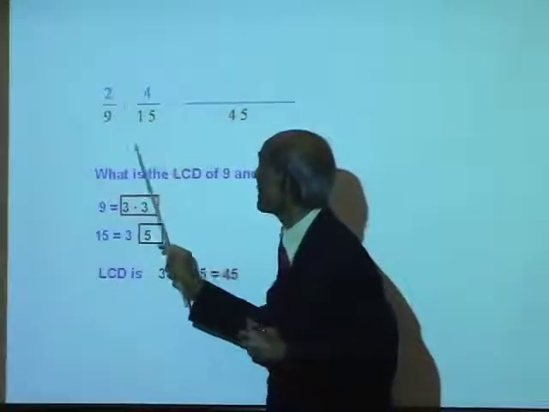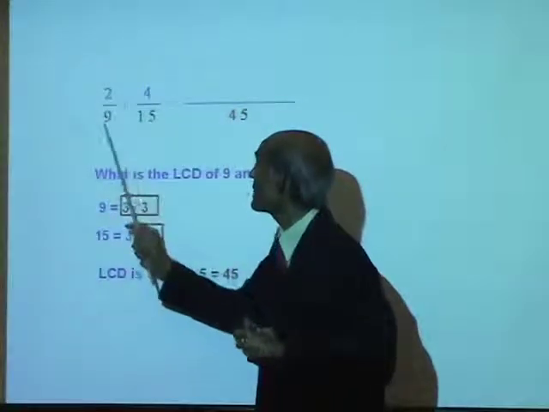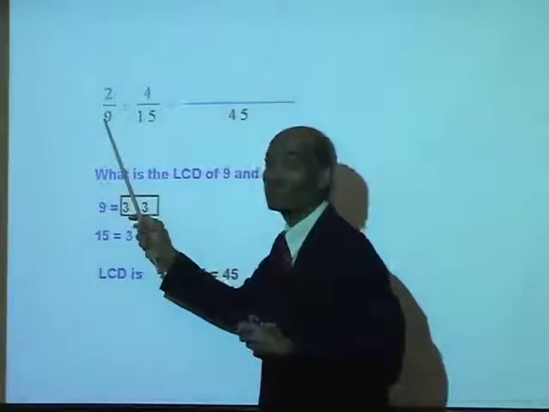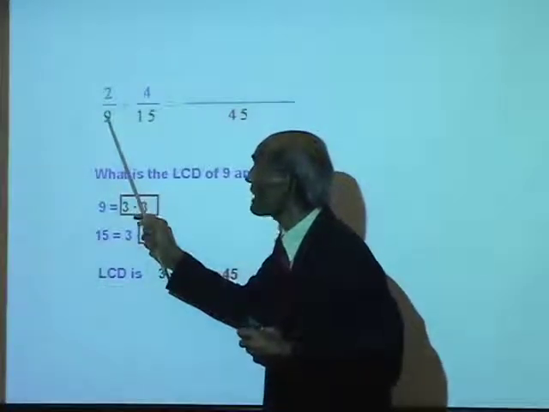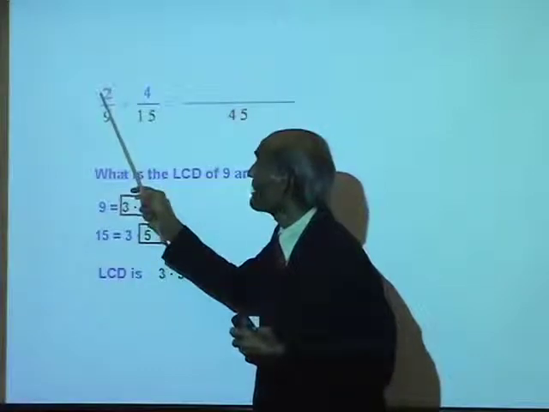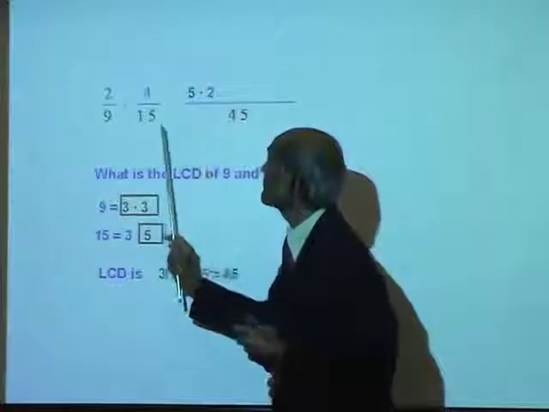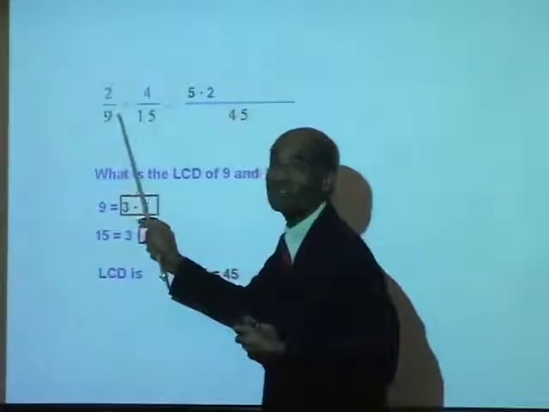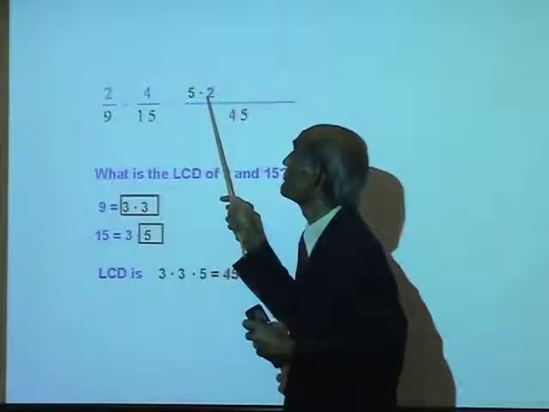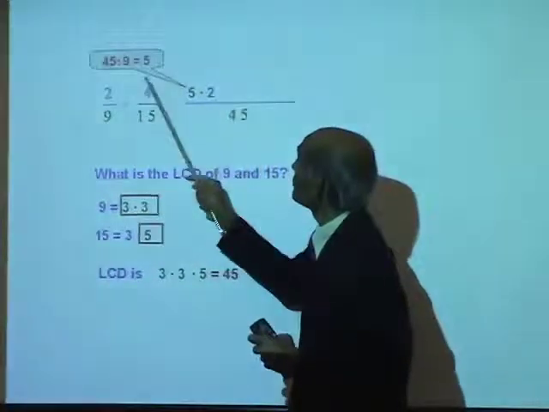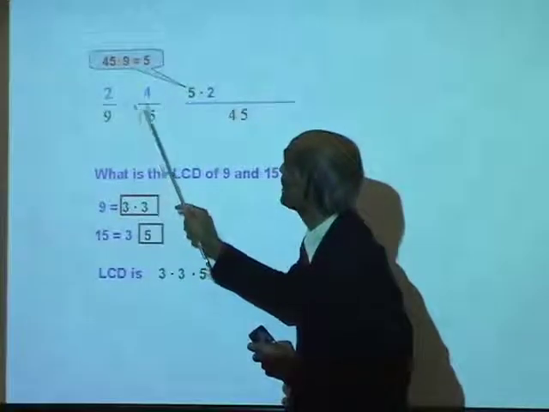45 divided by the first denominator 9. What is 45 divided by 9? 45 divided by 9 is 5. You should know that. And what do you do with that 5? Multiply that numerator. So that will be 5 times 2. Multiply that 5 with this 2. 5 times 2. There you are. So there you got 5 times 2. Follow that up with the plus sign.